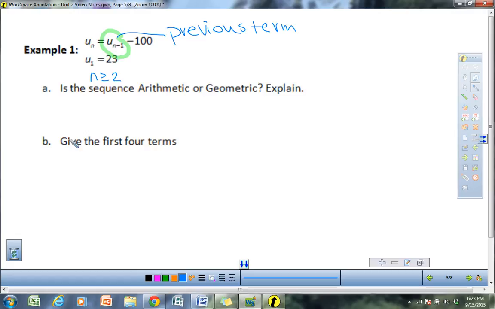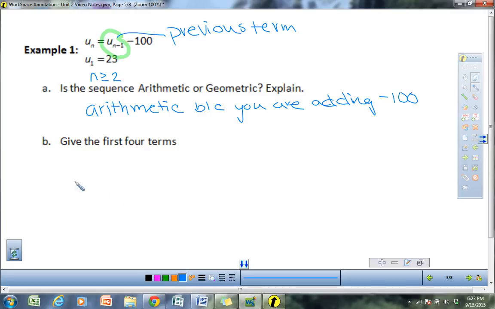Because this is minus 100, this is going to be an arithmetic sequence because you are adding negative 100. Now they want the first 4 terms. So our first term is u sub 1 equals 23. For our second term, we plug 23 into our previous term, u sub n minus 1, and subtract 100. Put that in your calculator and you get negative 77.